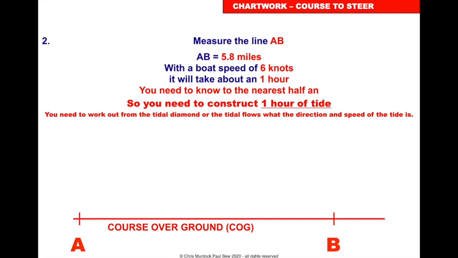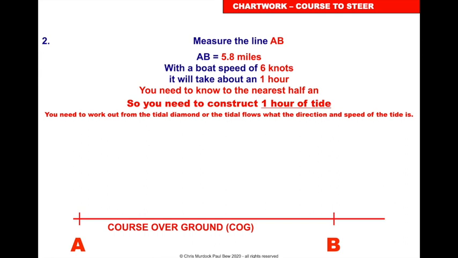So A to B is 5.8 miles. We're doing 6 knots. In 1 hour, we do 6 miles. So it will take us about an hour. So we'll need to construct 1 hour of tide. We work this out with a tidal diamond or tidal stream atlas. If that means nothing to you, then we have tutorials on working out tidal flow on City Sailing.